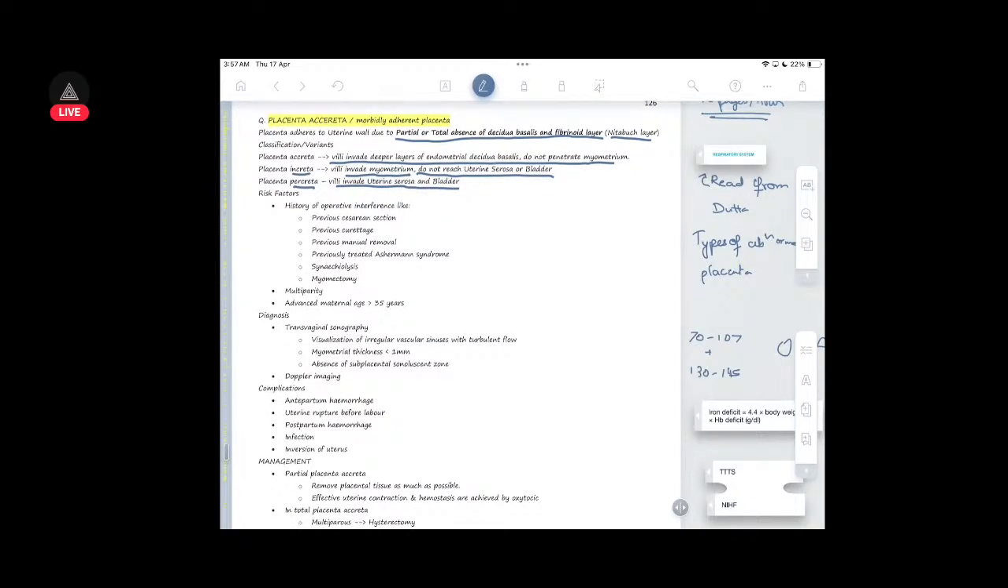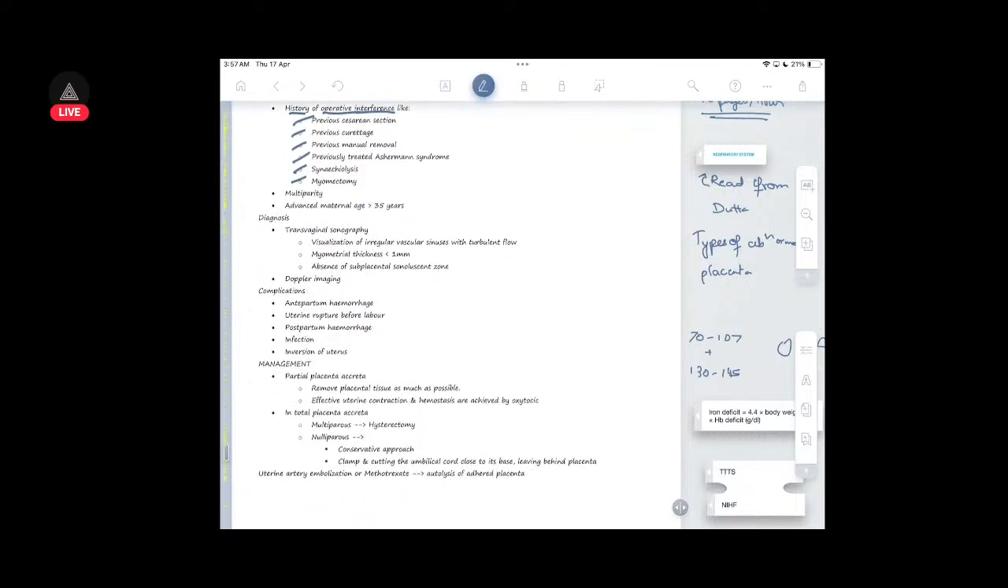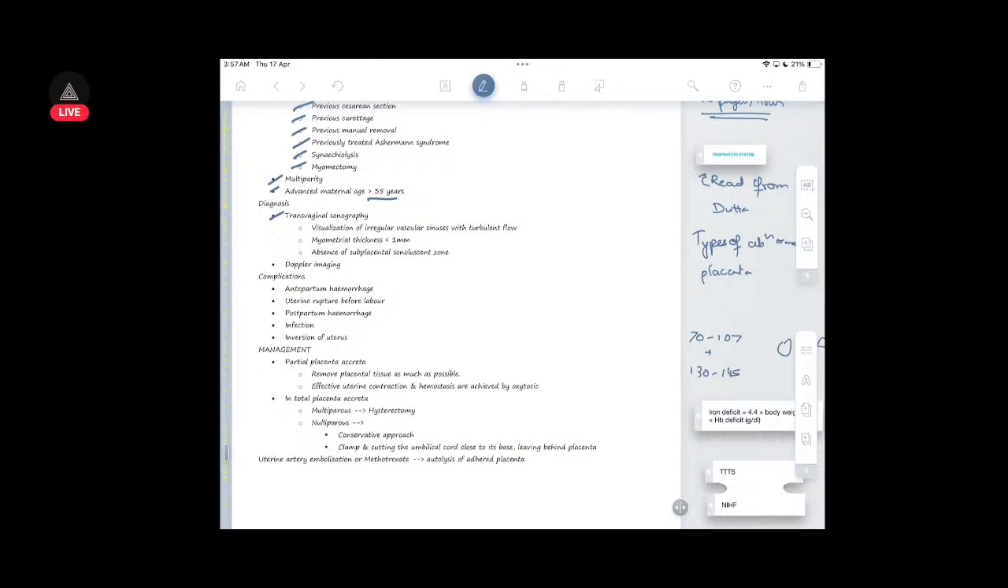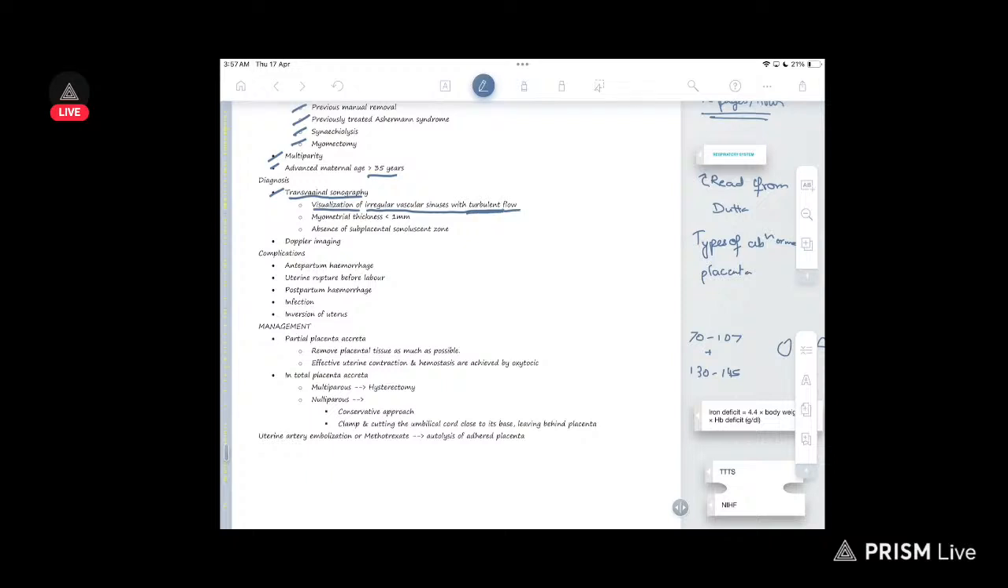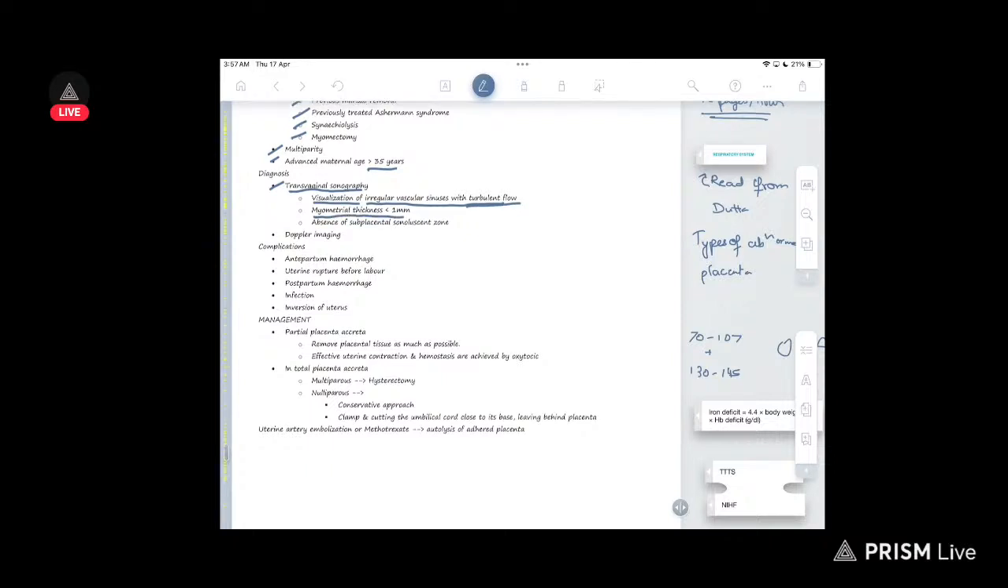Risk factors: history of operative interference, like previous cesarean section, previous curettage, previous manual removal, previously treated Asherman syndrome, and previous myomectomy. Multipara, advanced age more than 35 years. So diagnosis: transvaginal sonography. You will find visualization of irregular vascular sinuses with turbulent flow. Myometrial thickness will be less than 1 millimeter, and absence of the subplacental sonolucent zone. Then Doppler imaging can be done.